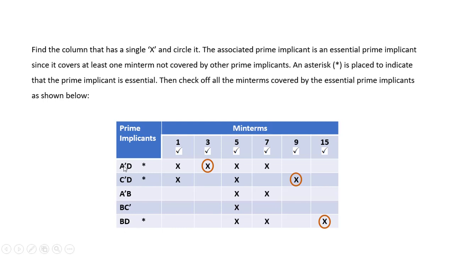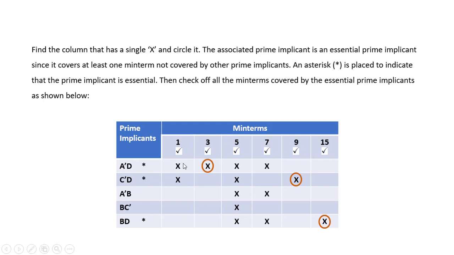So we have got our three essential prime implicants A bar D, C bar D and BD. We can see that A bar D covers minterms 1, 3, 5 and 7, so we have ticked these. Then 1, 5 and 9 were covered by C bar D, so we have ticked this 9 also. Then BD covers 15 also, so we have ticked this. So we have ticked all the minterms.